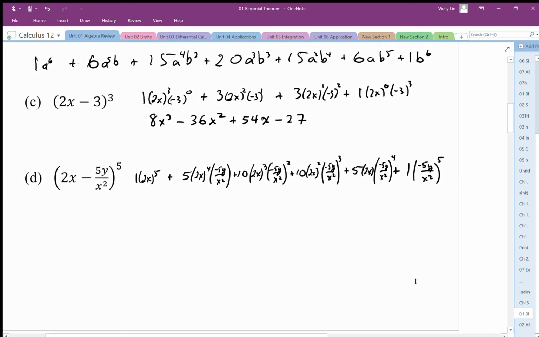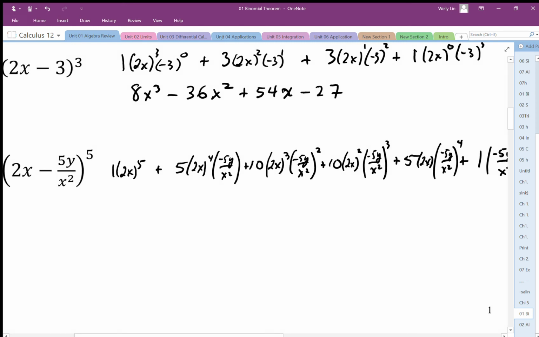So once I've done this expansion and filled in the parts, I'm just going to do my simplification here. So this is going to end up being 2 to the power 5. That's going to be 32x squared. And this is going to be minus. So I'm going to end up with 25 times 2 to the power 4, which is 16. So 25 times 16, that's going to work out to be 400 is my coefficient. I'm going to have x to the power 4 divided by x squared. So it's going to be x squared y.